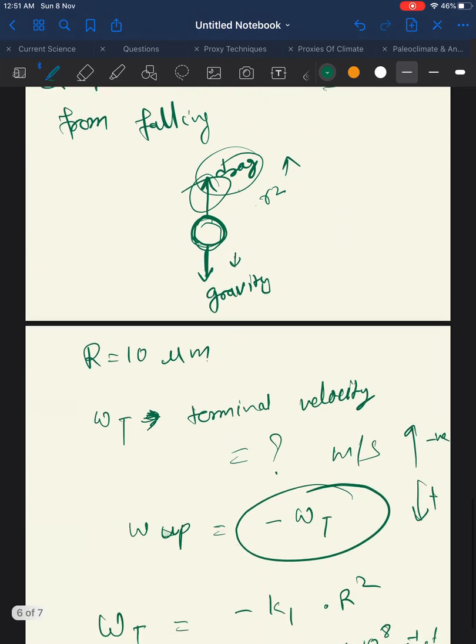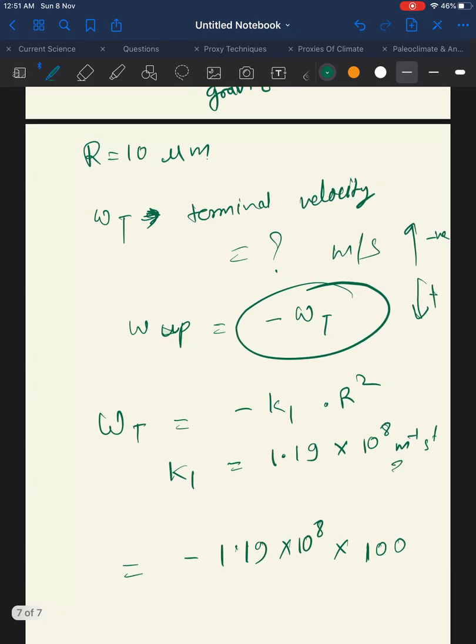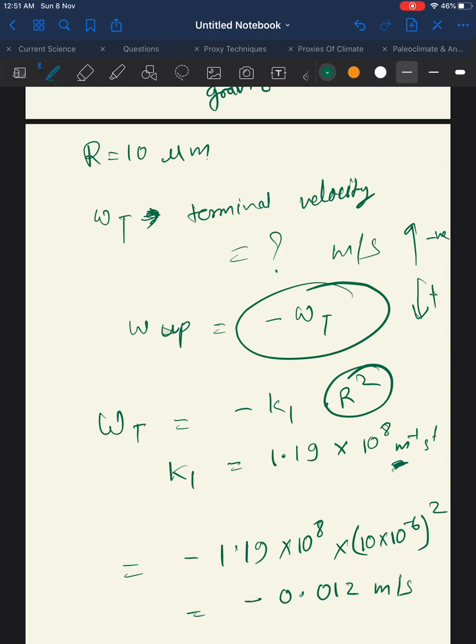This 10 is in micrometer, and since here we can see that this is in meter, we have to convert this micrometer into meter. So first what we can do is write 10 into 10 to the power minus 6 for converting micrometer into meter, and since this is r square, we square everything. When you solve this, you will get minus 0.012 meter per second. Is this clear to you?